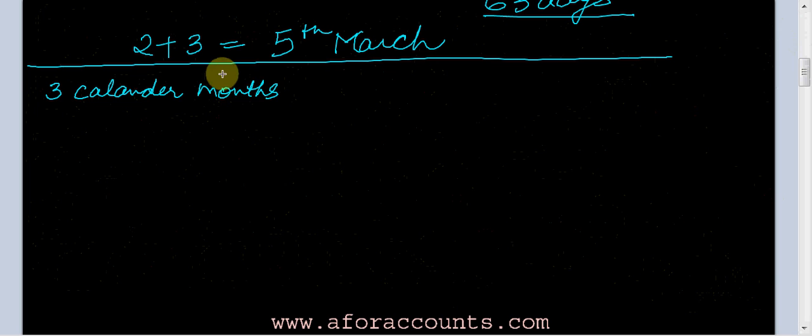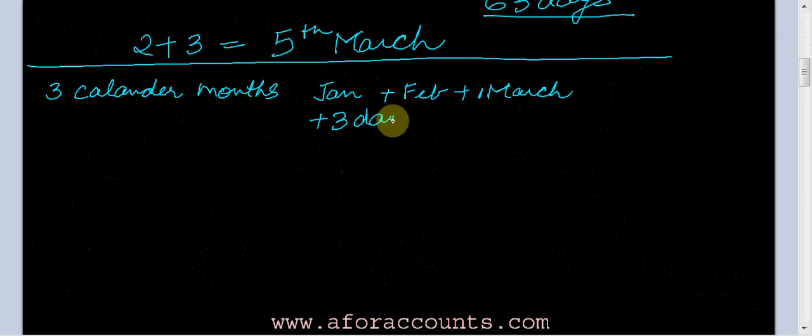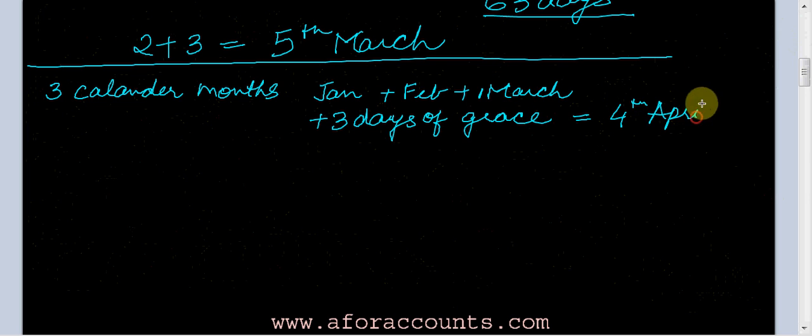So what will I do? If it is January, I will take January. I will not say 31 days of January now. January, February, March. This is your 3 months. Plus, see, this is 1st March has come. So plus 3 days of grace. So 1 plus 3 is equal to 4. So 4th April will be my effective date.